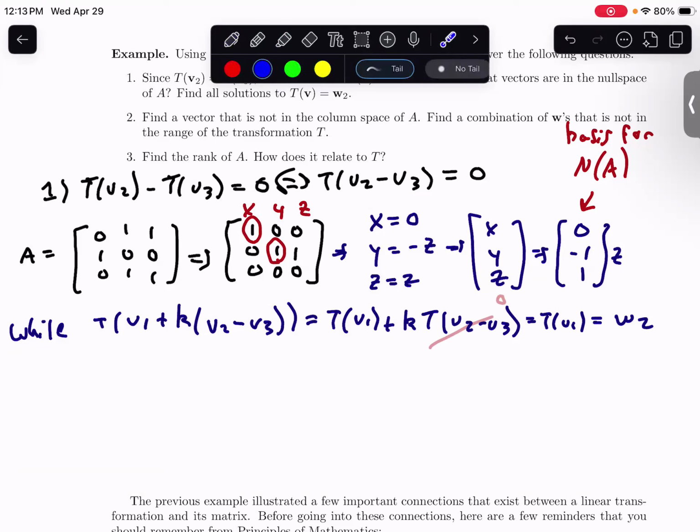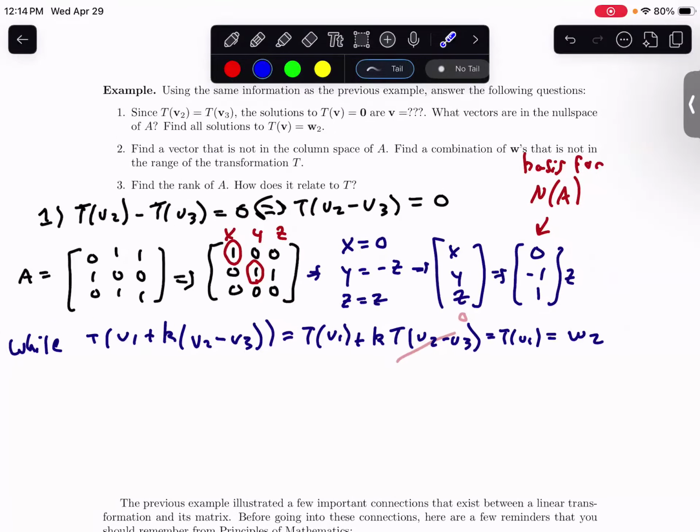Right, so using the basis for the null space, we can determine every single vector that's going to end up mapping to W2. Really by taking V1 and then just adding to it any scalar multiple of an element in the null space. It's kind of like what we were doing with the complete solutions in chapter 3, right? It's really the exact same thing, just written in terms of linear transformations now. So it's not really a new idea.